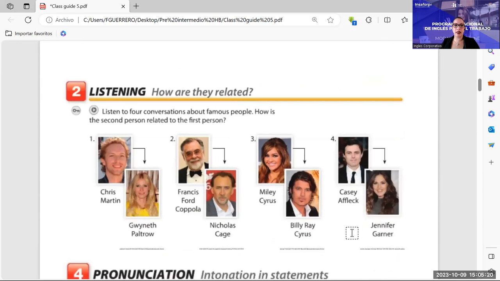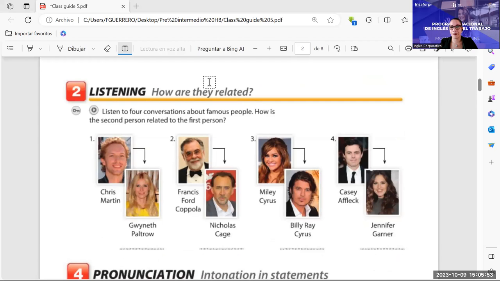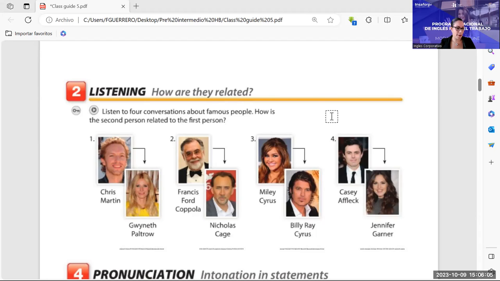What we have next is a listening. How are they related? What is particular about these pictures? They are famous people. Now we're going to listen to four conversations about famous people. How is the second person related to the first person? Are you ready, Wilfredo? Ready, Christian? Well, I guess that today you're going to be just listening. Not a problem. I'm going to play the recording twice and then we're going to check the answers.